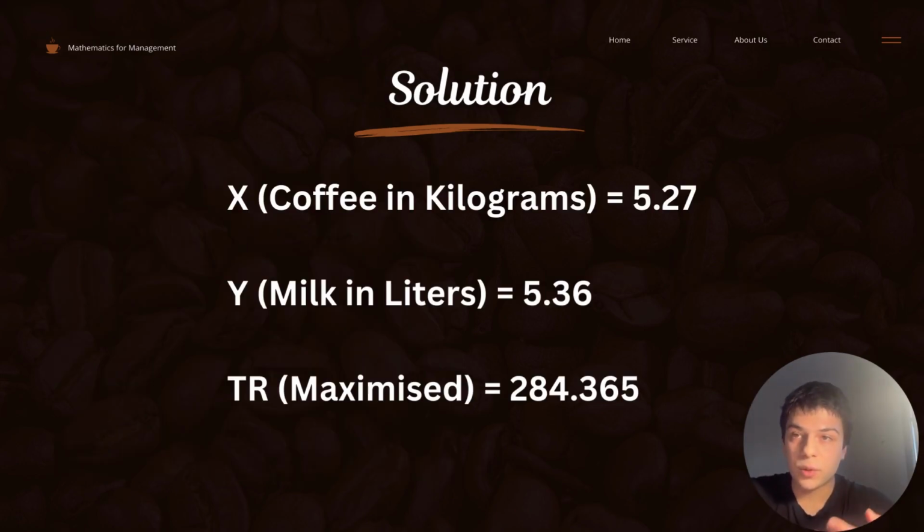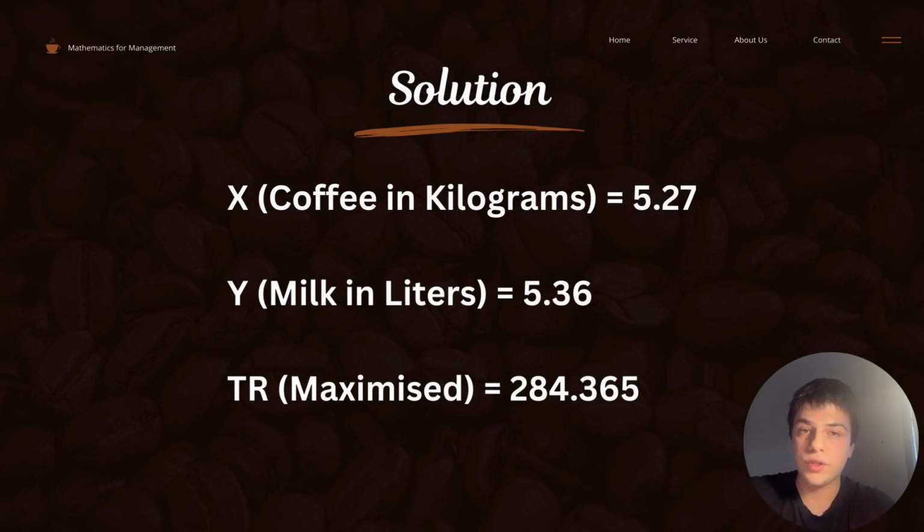Now, we got the answers, but what does this really mean? Well, x, which means coffee in kilograms, equals 5.27, which means we should use 5.27 kilograms of coffee to maximize our revenue. Same goes for y, which means milk in liters. It equals 5.36, which means we should use 5.36 liters of milk to maximize our revenue.